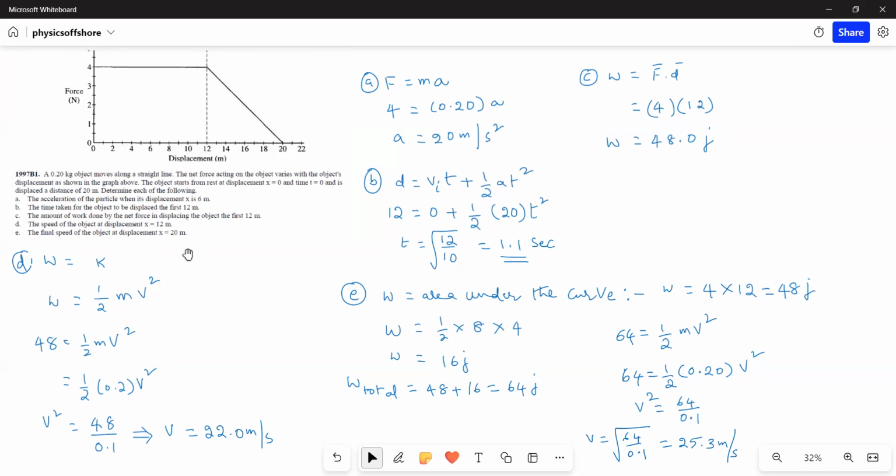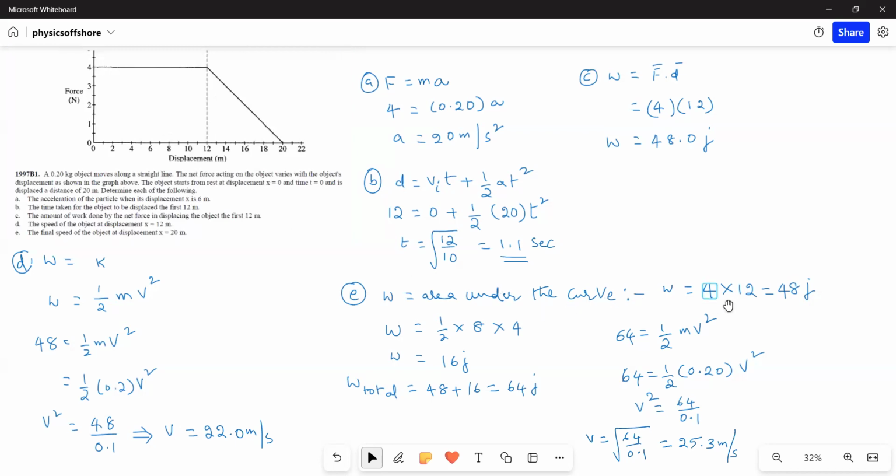Next, the final speed of the object at displacement x equals 20 meters. To find that, we have to calculate the area under the curve. Area under the curve gives the work done. So we have to calculate the area of the rectangle and the area of the triangle. Area of the rectangle is length times breadth, whereas the area of a triangle is half base times height. Total area gives the total work done.